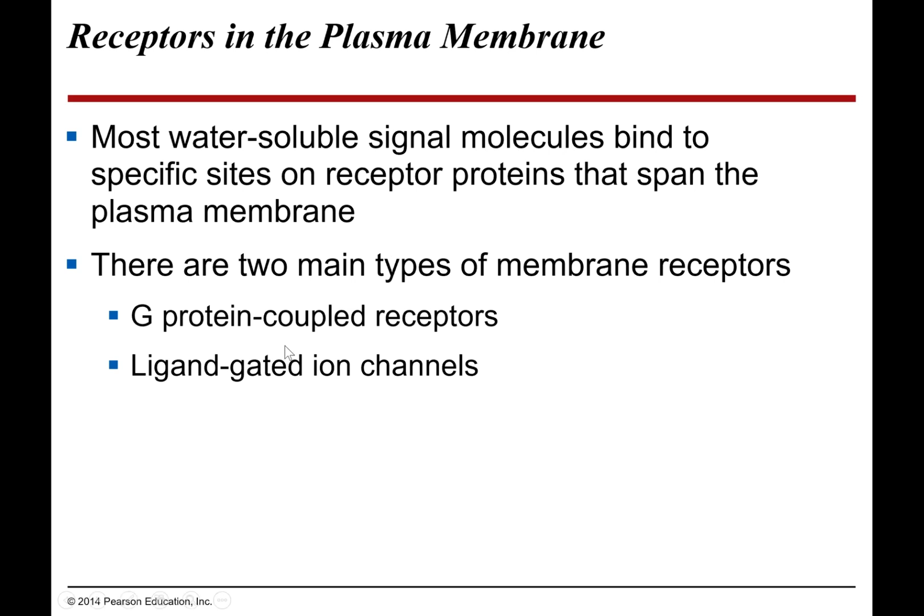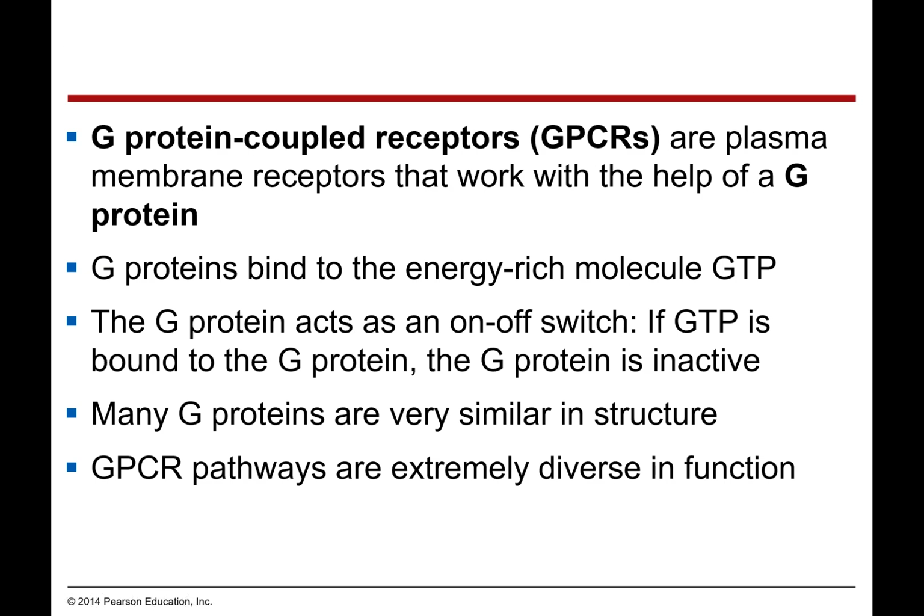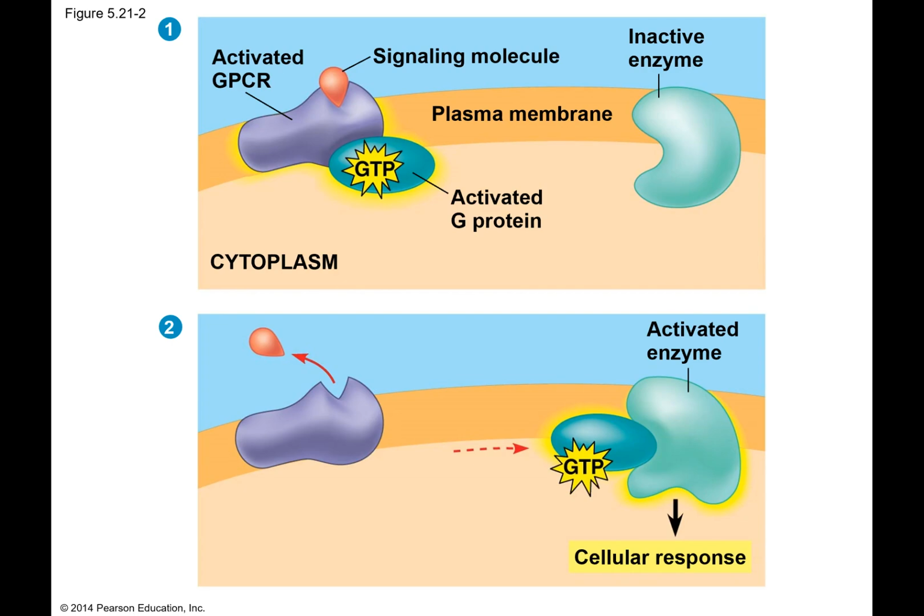We'll deal with those later, but there are two types of cell membrane receptors. These are ones that are embedded in the cell membrane, and they function a little bit differently. The first one is a G-coupled receptor. Mr. Anderson talks about this in the signal transduction pathway video that you watched. The G protein coupled receptors work with the help of a protein that binds to an energy molecule that is very similar to ATP. It's called GTP. That's why they call it that.